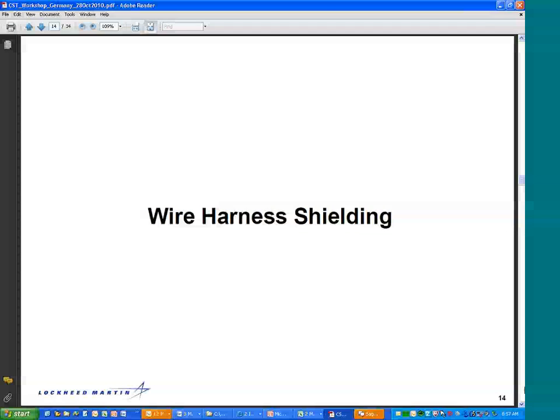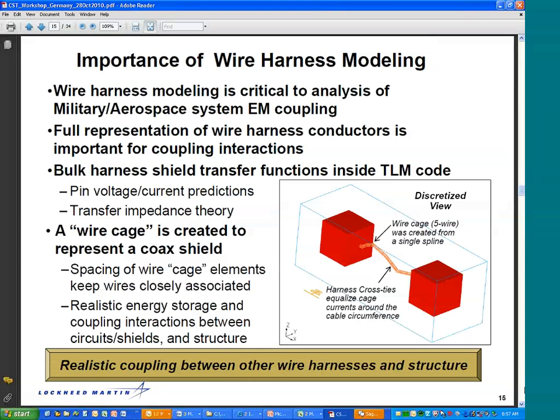Wire harness shielding is very important. When we're looking at coupling, we of course care about direct effects with lightning, but from an electronic system standpoint, we're concerned mostly with the electronic system not being upset or damaged by lightning or other EMI environments. So wire harness representation is very critical in a model, and CST is very helpful in capturing these types of details and helping the analyst develop an effective model.